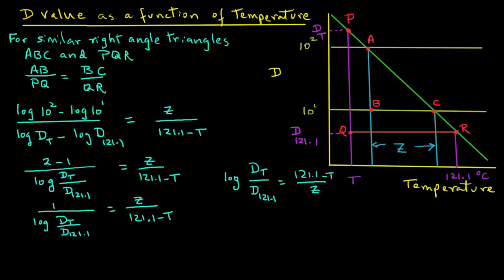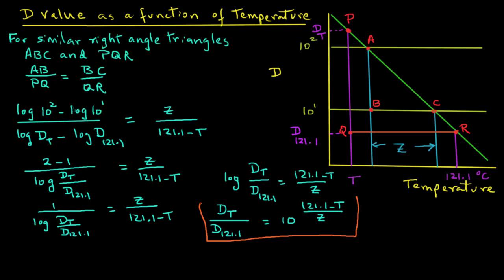So we can take the log term from the left-hand side to the right-hand side, where it becomes an anti-log, or 10 raised to the power of the quantity on the right-hand side. So we have dT over D 121.1 equals 10 raised to power (121.1 minus T) over Z. This is an expression that allows us to relate D values at different temperatures. So for example, if D 121.1 is 5 minutes and the Z value is 10, what will be the value of D for 111.1 degrees C?